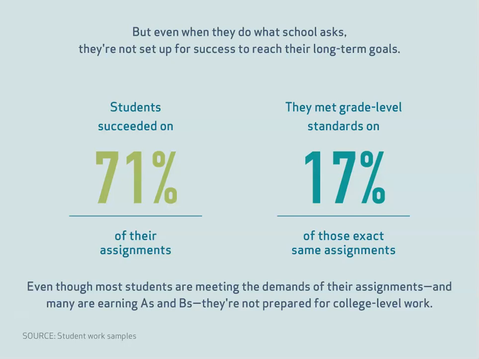So if students are successful on assignments and getting good grades, then why aren't they prepared? We decided to take a deeper look and we graded the assignments again. On those exact same assignments, when we asked ourselves if students met the demands of the standards, we were only able to say yes 17% of the time. That 54 percentage point gap is full of assignments that do not give kids a chance to meet the demands of the standards. That means kids are getting good grades and succeeding on content that is not building the ladder to college success for them.